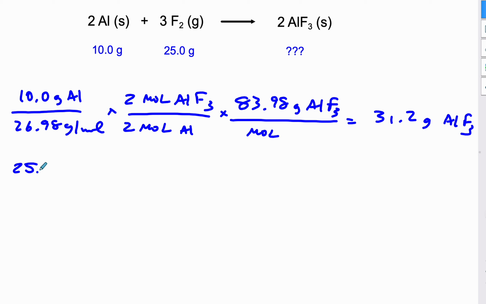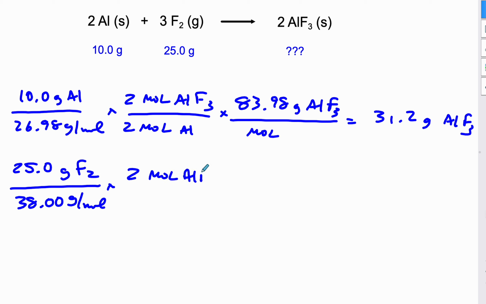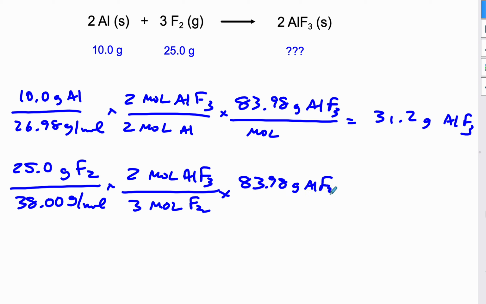Let's do the same calculation, except now we'll start with the mass of the other reactant, 25.0 grams of fluorine. I'll convert that to moles by dividing by its molar mass. I'll multiply by the mole ratio, 2 moles of aluminum fluoride for every 3 moles of fluorine, and convert that to mass. That gives me 36.8 grams of aluminum fluoride.